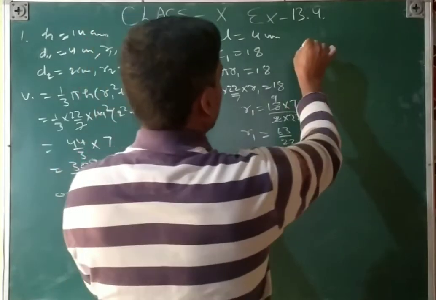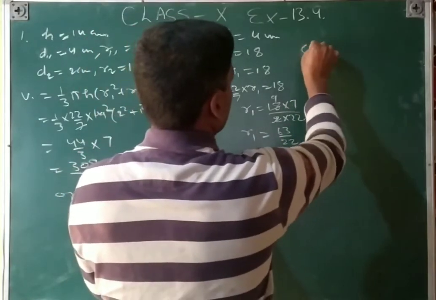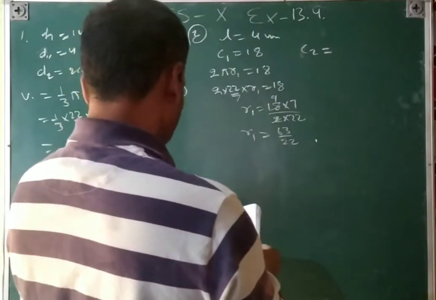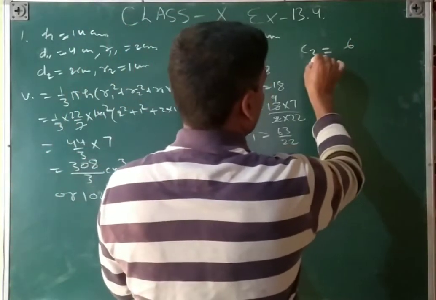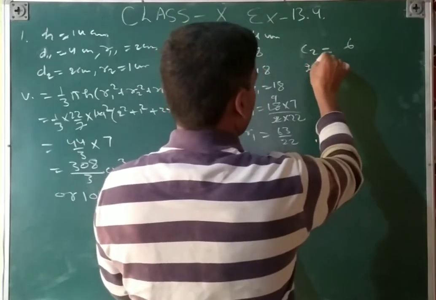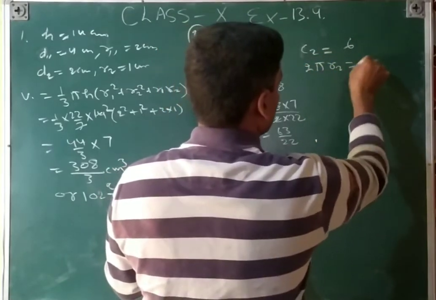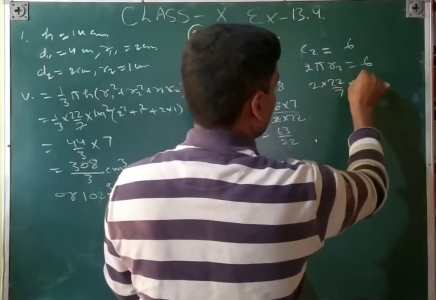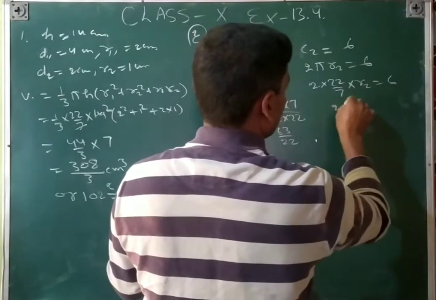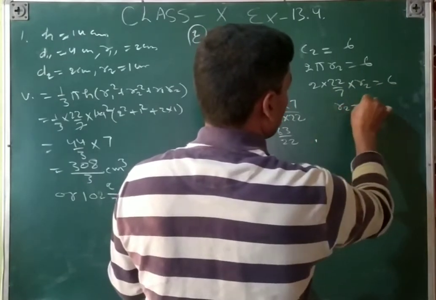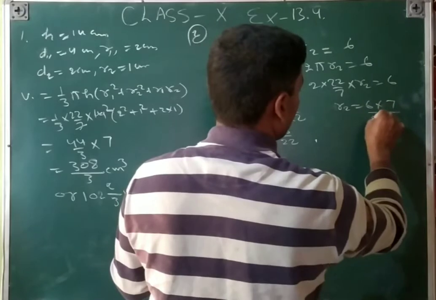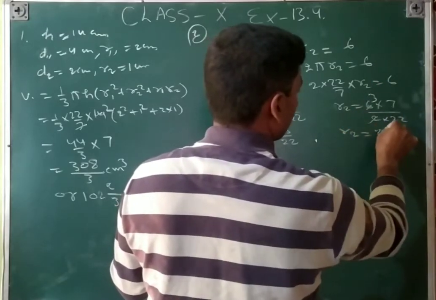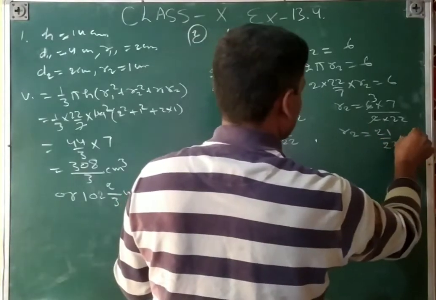Similarly, we find C2 also. C2 is given here as 6. So C2 means 2 pi R2 is equal to 6. Similarly, 2 into 22 upon 7 into R2 is equal to 6. So R2 is equal to 6 into 7 upon 2 into 22. So R2 is equal to 21 upon 22 centimeter.